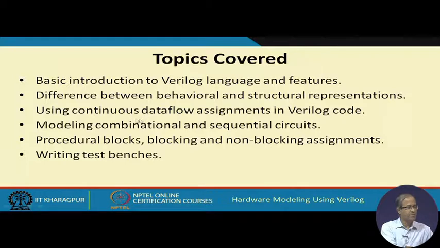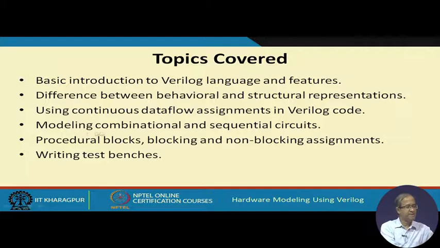Then we took a number of examples and tried to explain what the continuous assignment using the assign statement really means and where in Verilog code we should use it and when. Well, as I said, these kinds of assign statements are not used inside procedural blocks like always or initial. They have to be outside, and they usually are used to represent combinational logic blocks.